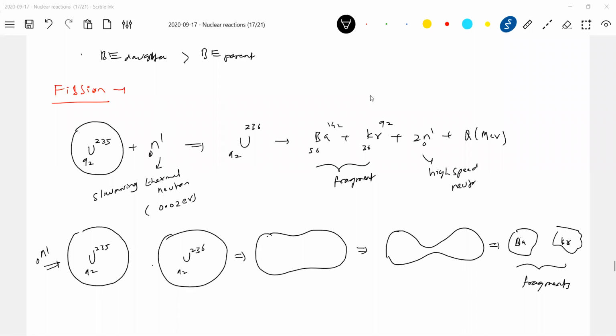And these are high-speed neutrons. Some books wrote 141, so don't get confused. If I make this 141, this will become 3. Or some books wrote 142 and made this 91. It can happen. There are around 70 combinations. Uranium need not undergo barium and krypton only.